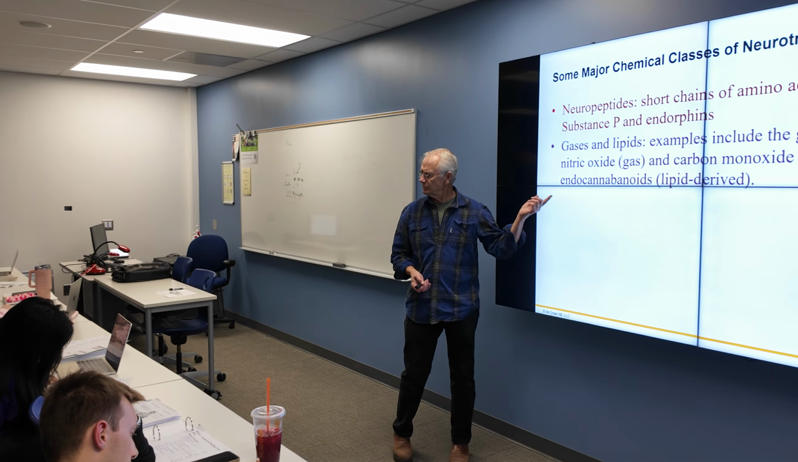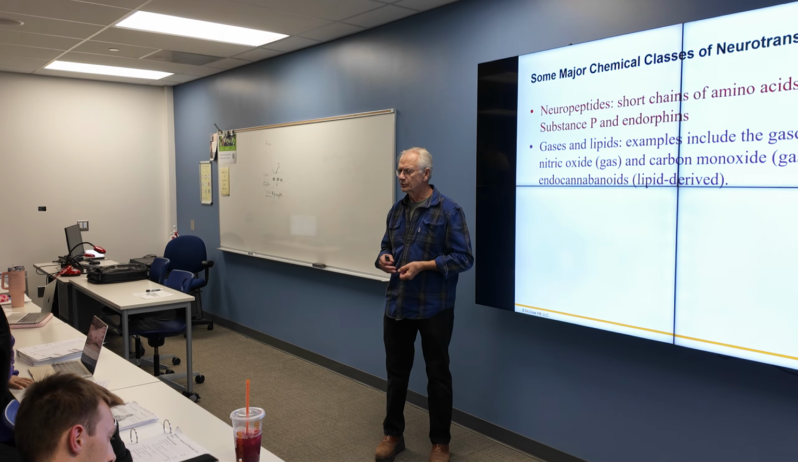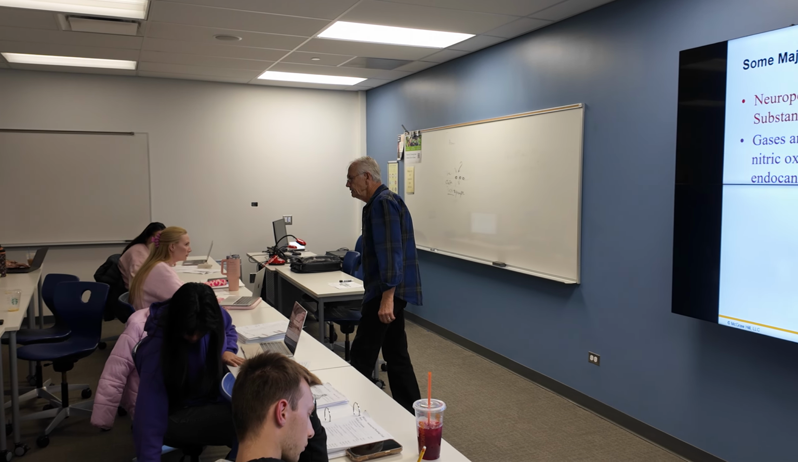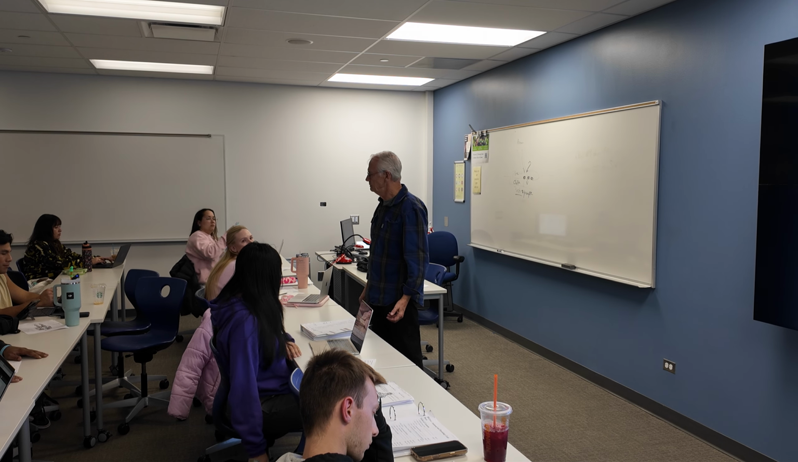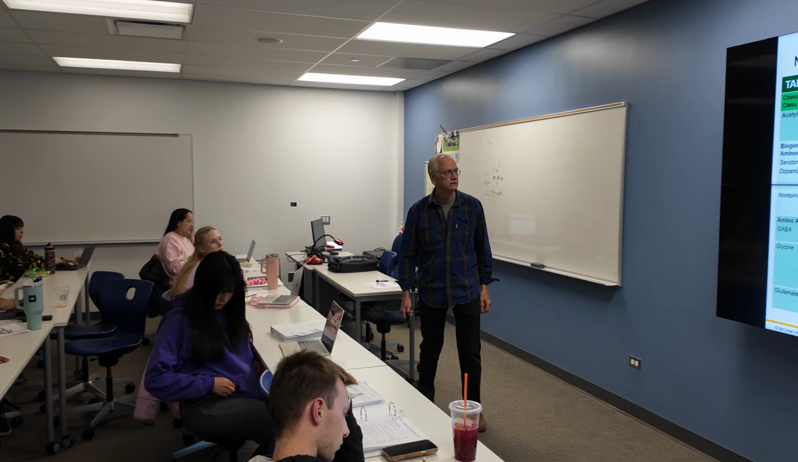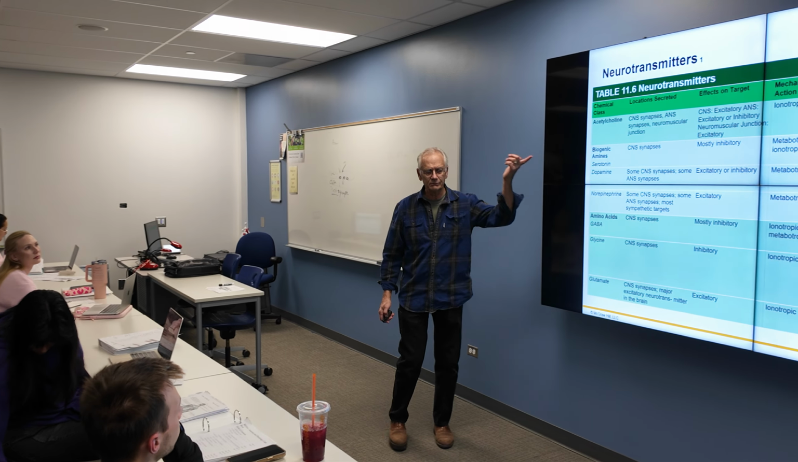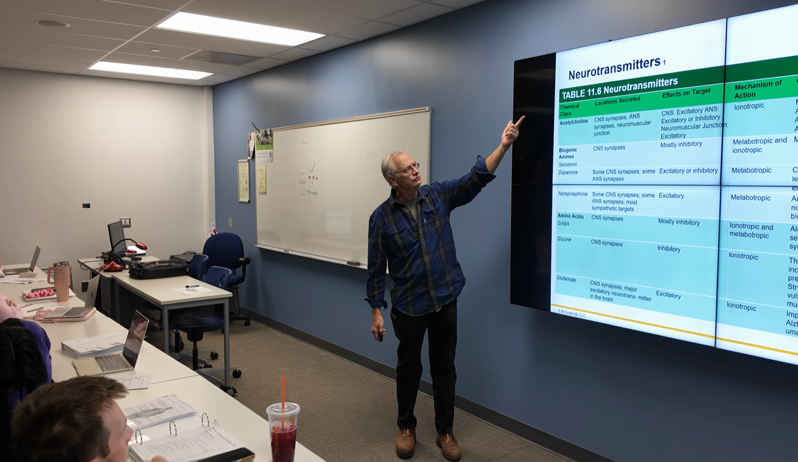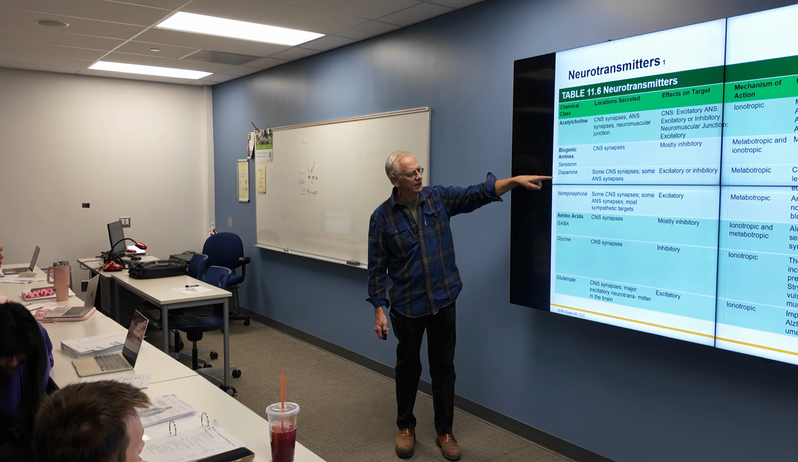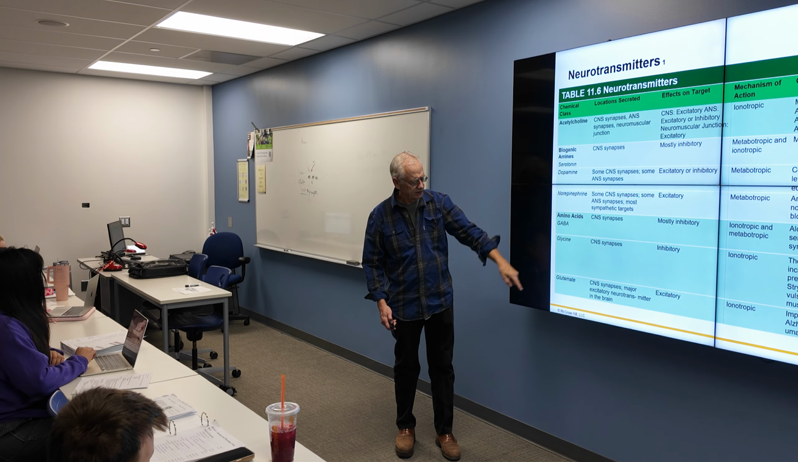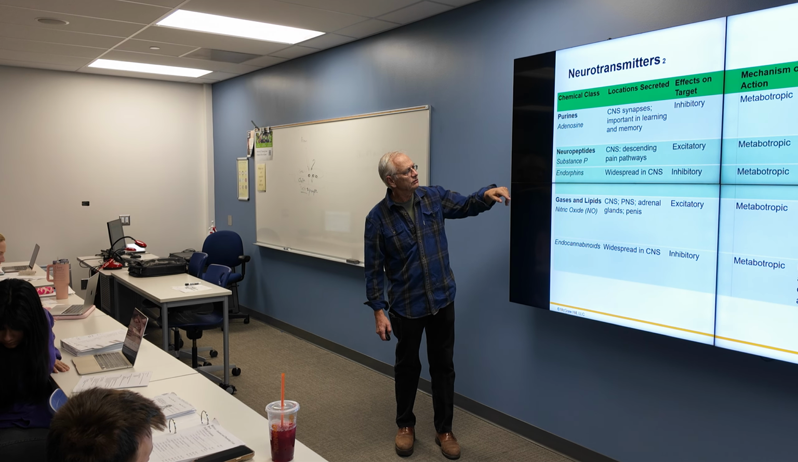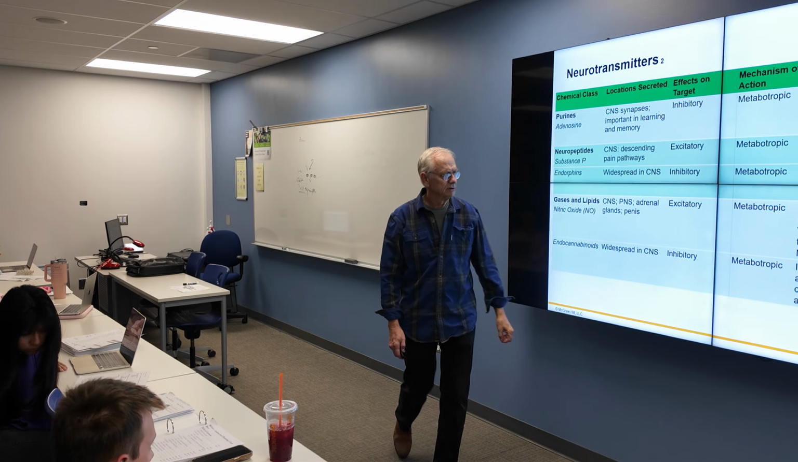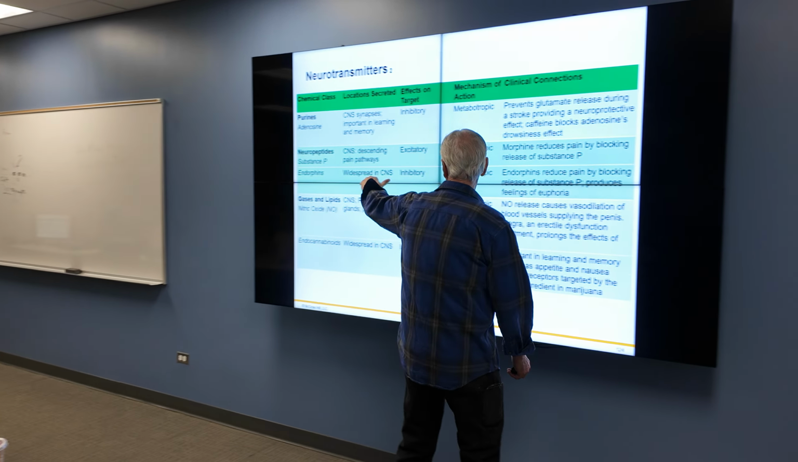Have you heard of endocannabinoids? Someone want to give me an example of an endocannabinoid? Weed. Right? Okay. So this table comes from your text where it kind of busts them out. Neurotransmitters, acetylcholine, biogenic amines, amino acids. Oops, jumped ahead too far. Purines, neuropeptides, gases and lipids.